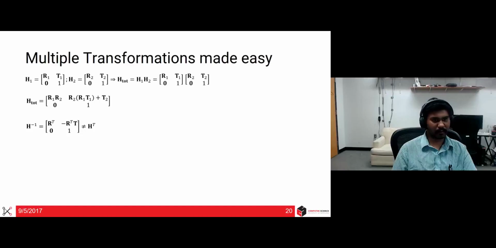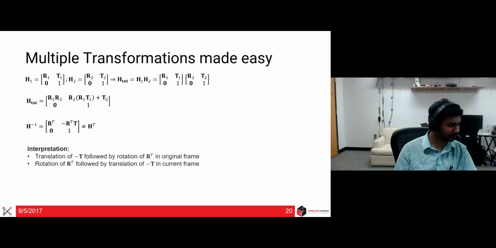One more important thing to note here is that the inverse of a homogeneous transformation is not the transpose, like it was for rotation matrices, because you indeed have to rotate the translation vector by the inverse of the rotation matrix and translate it in the opposite direction. That's what is shown here, which is minus R transpose T.